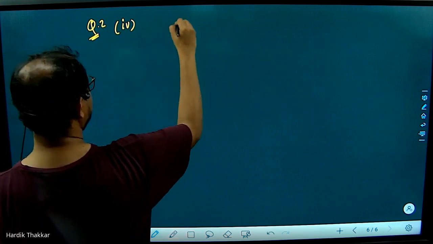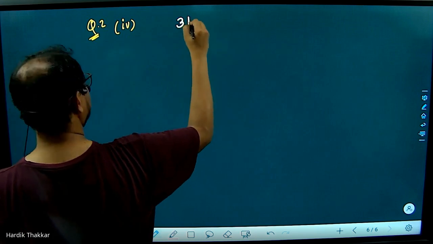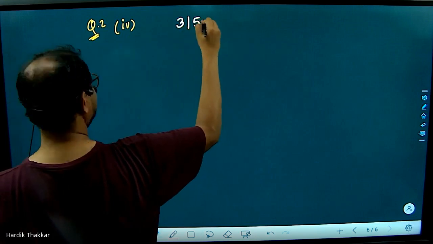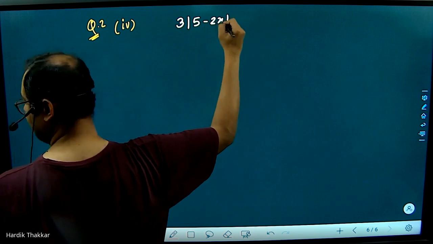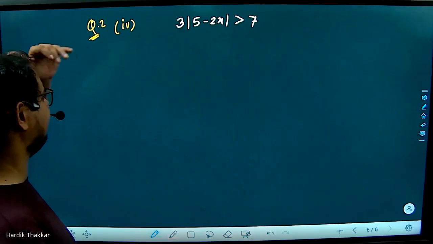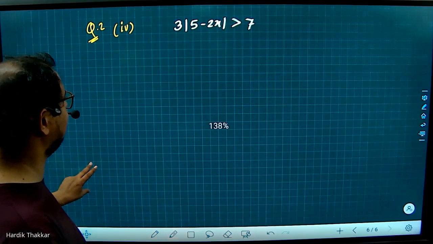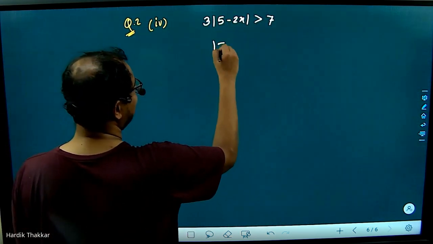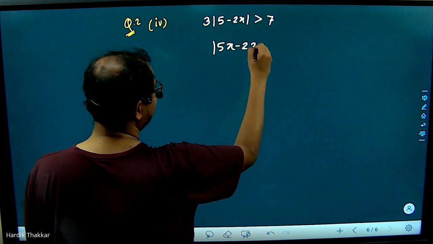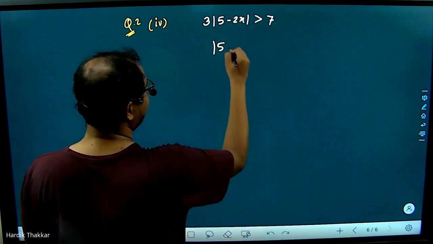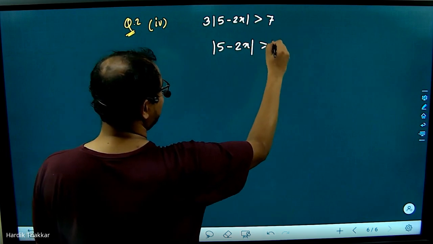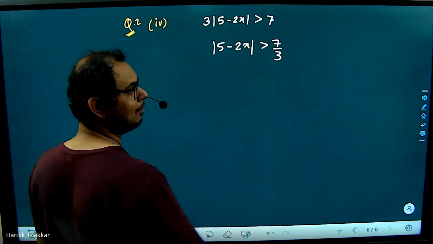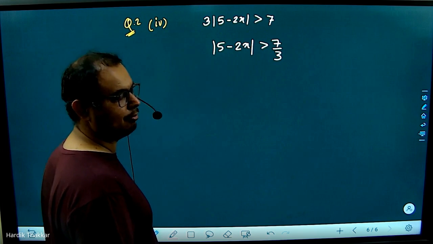Here it is like this: 3 mod 5 minus 2x, and it is greater than... After putting the mod in brackets, we'll multiply it with 3. Actually, we have different ways for solving this. Look, how we can start. First step, either we can write it like this also: 5 minus 2x greater than 7 by 3. We can directly cross multiply 3 right over here. This is a step we can do.